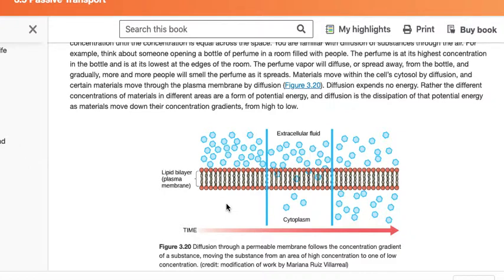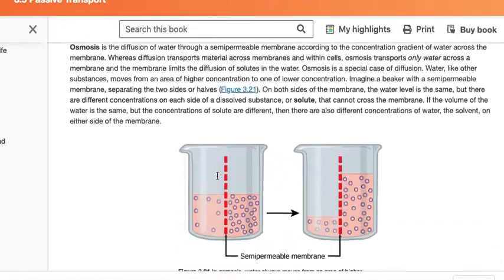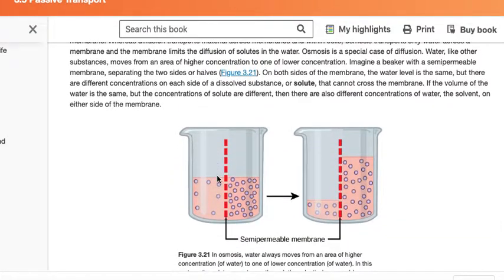Just like if there was something really smelly in one part of the house, probably by the other side of the house, you can't smell it anymore. So diffusion is the spreading out of substances from high concentration to low concentration. But osmosis, this is actually diffusion through a membrane.